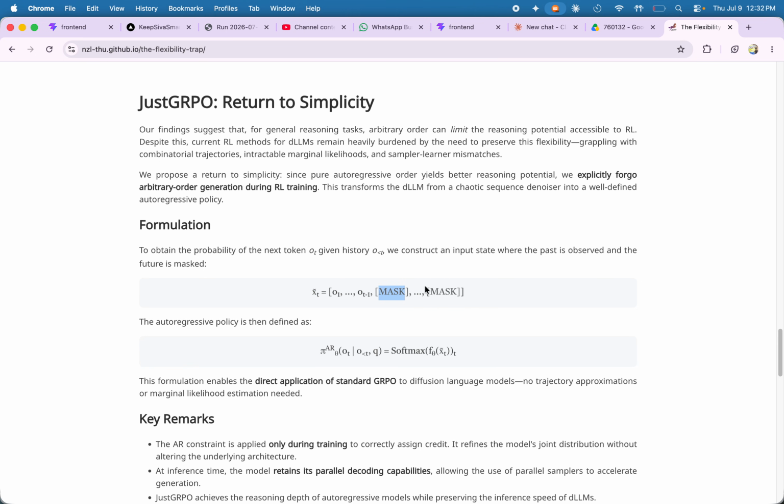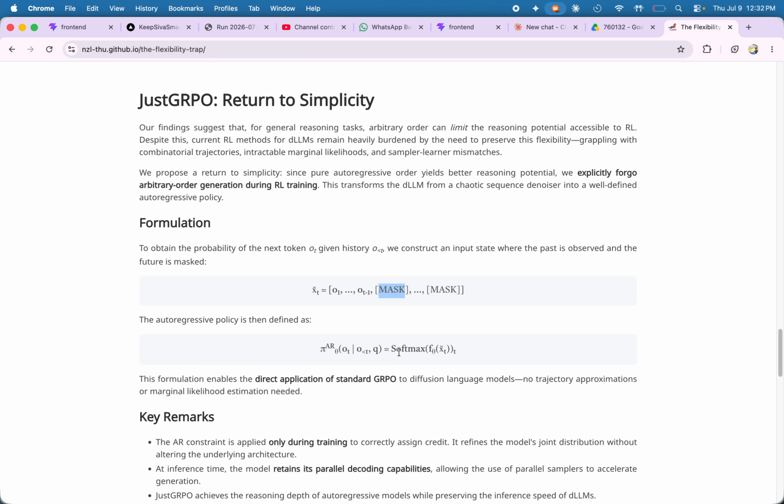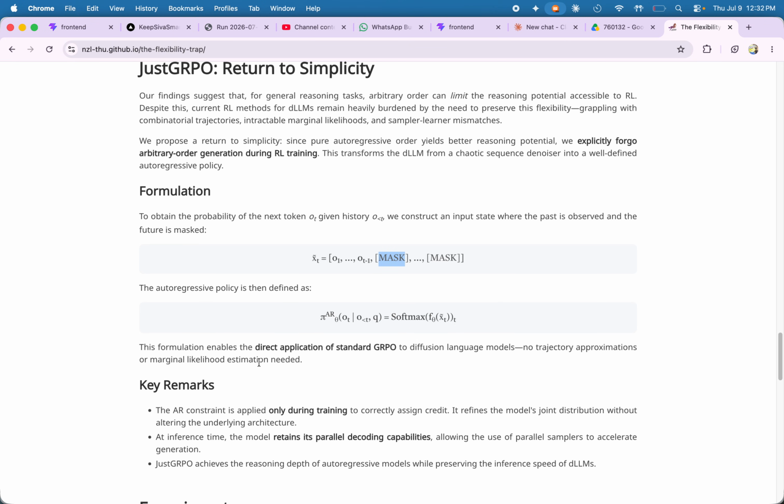Then it tries to predict the next token randomly, right? So this is how it will be, and then it applies softmax.